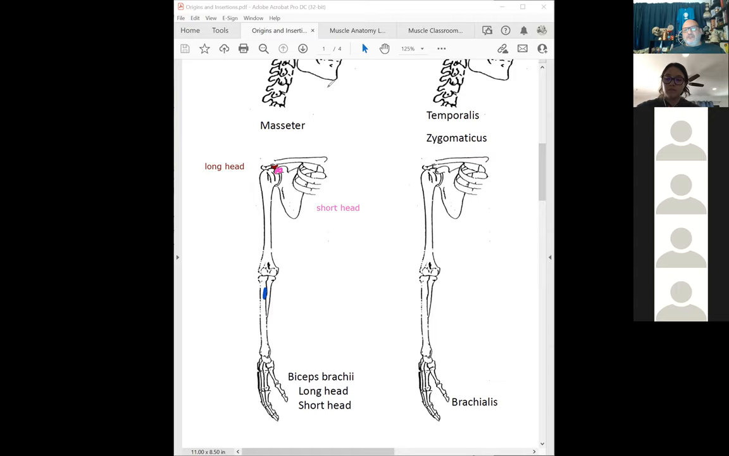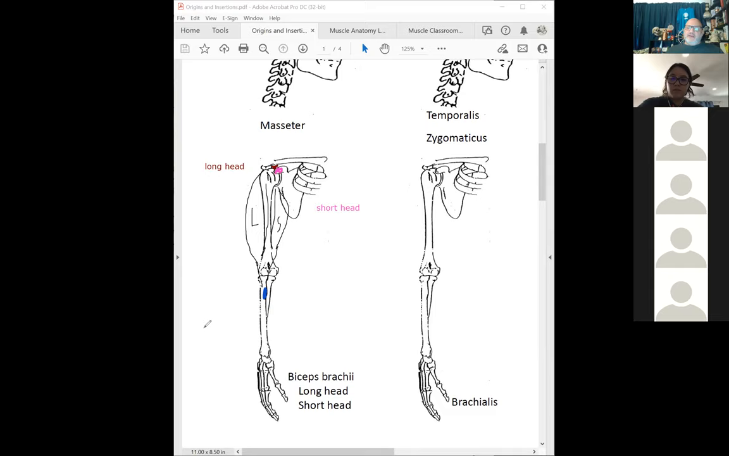So again, we have this lateral belly out here, long head, lateral, short head, medial, and they come into a common tendon into the radial tuberosity.